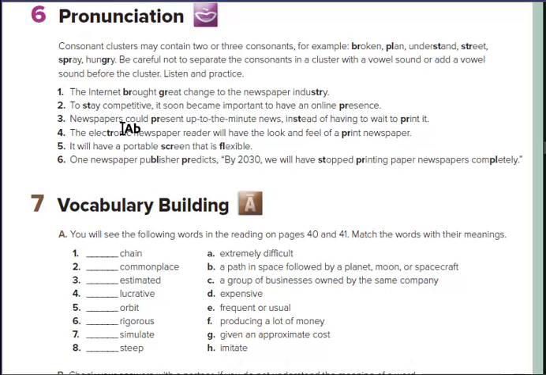Newspapers, ممكن هنا ROS. Okay, newspapers could present up to the minute news instead of having to wait to print it. So here we have newspapers could present up to the minute news, instead، شوفي لاحظ، instead of having to wait to print it. Okay, the electronic newspaper reader will have the look and feel of a print newspaper. Print newspaper. It will have a portable screen.